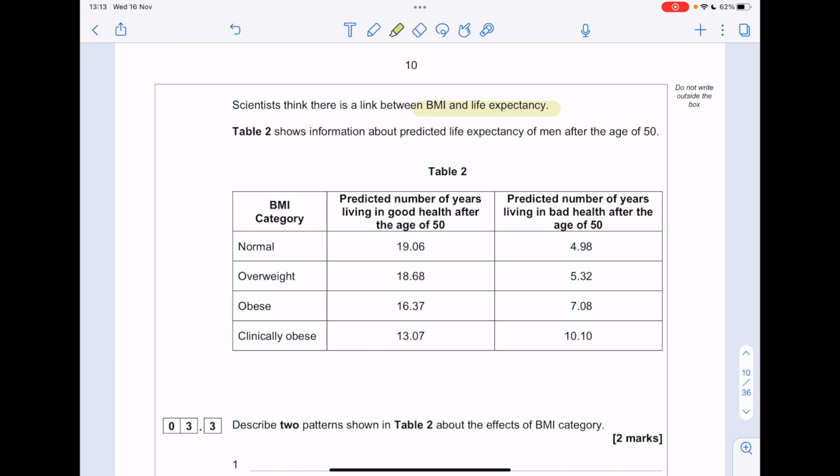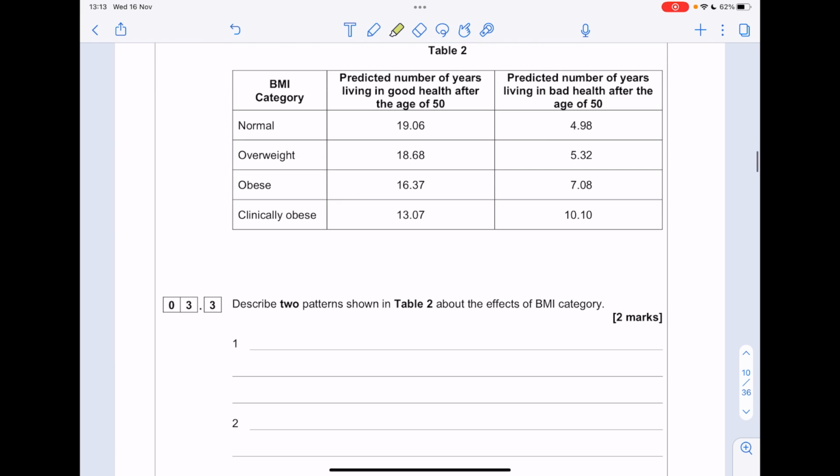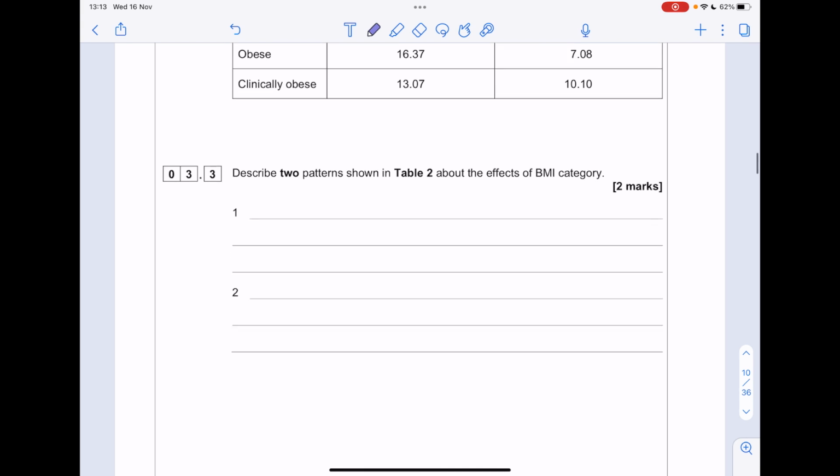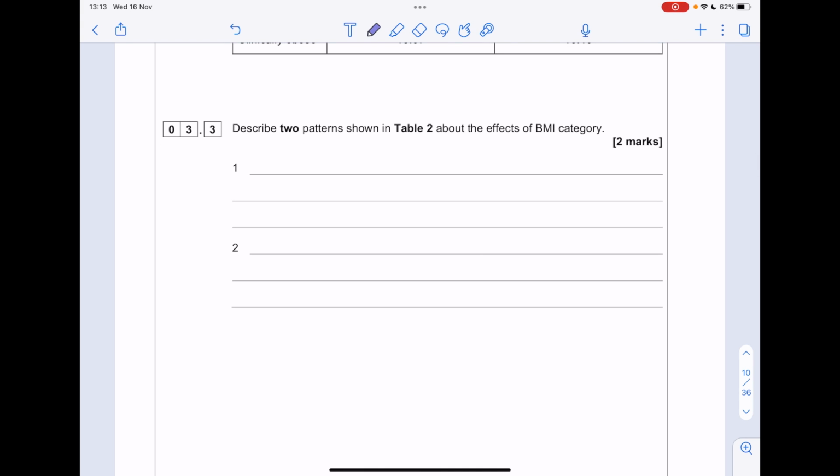Scientists think there is a link between BMI and life expectancy. Table 2 shows information about the predicted life expectancy of men after the age of 50. Describe 2 patterns shown in Table 2 about the effects of the BMI category. You can see here that the higher the BMI category, the lower the number of years of living in good health. The higher the BMI category, the higher the number of years living in bad health. So you're just saying what you see from the data, no scientific explanation if you're asked to describe.